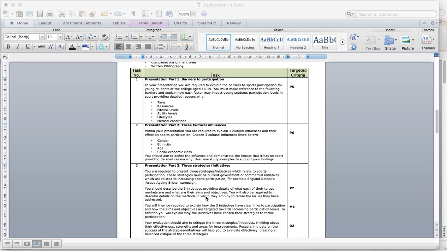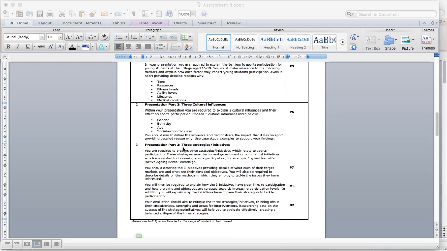Okay. And then part 3, you're expected to research 3 strategies, and you should be able to describe each of the strategies and what they are, what's their aims and objectives, and what they set out to do, and then explain how they work and how they are trying to target increase in participation.